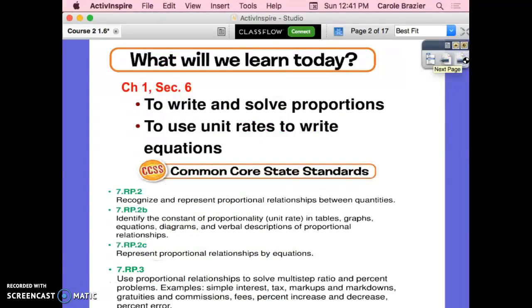In your notes today, you need to make sure that you write the objective to write and solve proportions. We will be using unit rates, you will be using equations, but these are the two most important. So at any time during the video, if you need more time to write anything, just raise your hand and ask for the video to be paused. So that way you can make sure that you are catching up.